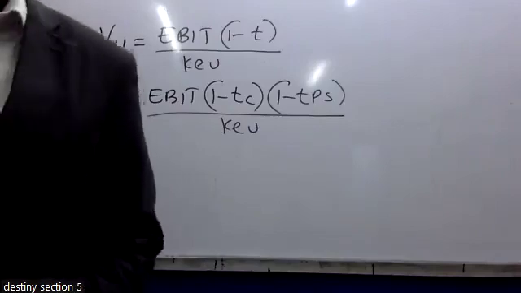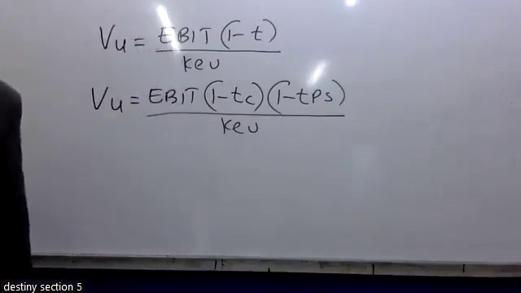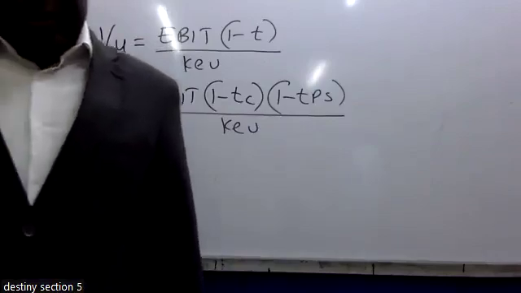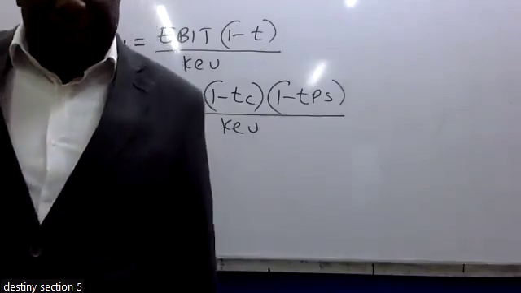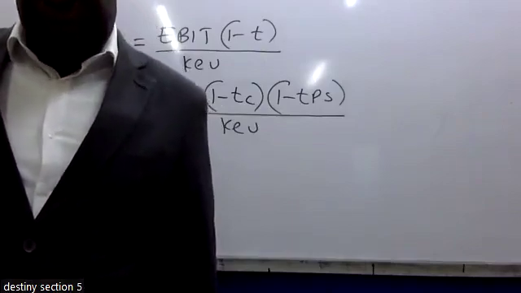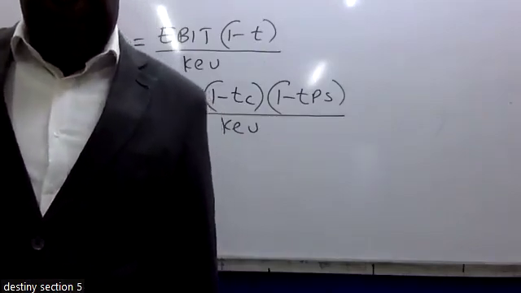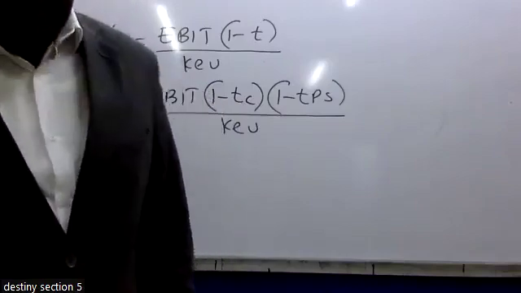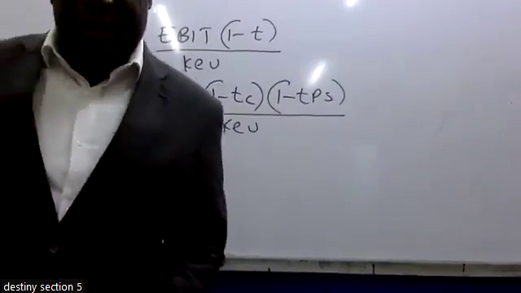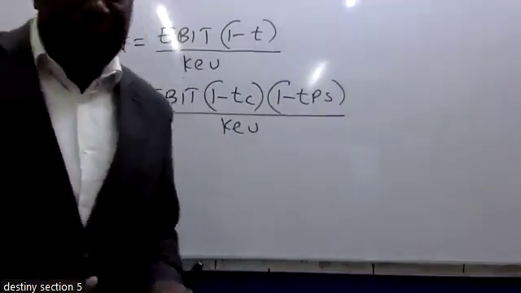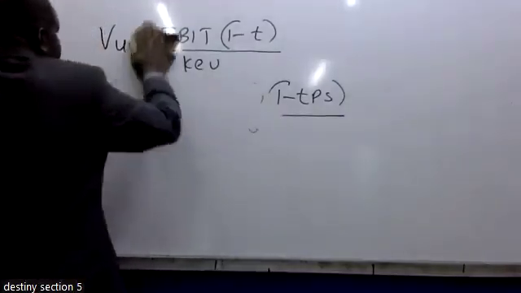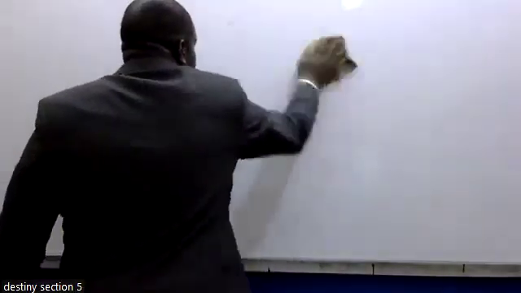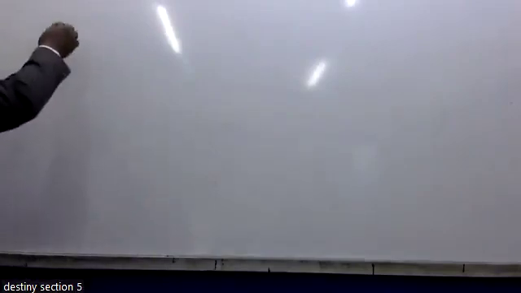Then another paragraph, we write that in the absence of the personal taxes, comma, the value of the levered farm will be expressed as follows.